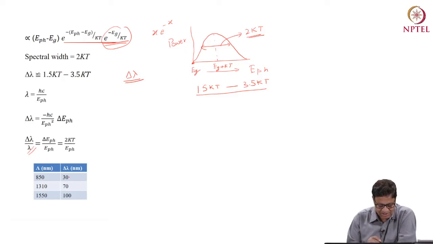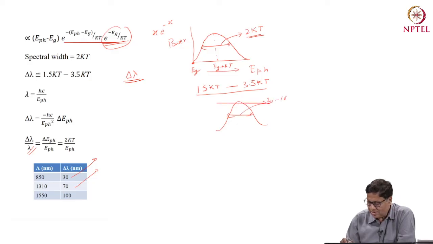So we can get some values of delta lambda for different wavelengths. If I put lambda equal to 850 nanometers, I get delta lambda as 30 nanometers. If I increase the wavelength to 1310 nanometers, then I get 17 nanometers. For 1550, it is about 100. So a typical LED gives you, depending on the wavelength, 30 to 100 nanometers. So it's quite high for communication, in optical fiber particularly, because it will lead to a lot of dispersion, right?